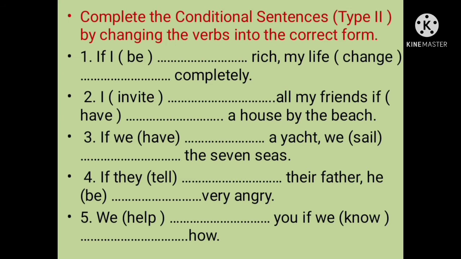Number 4: "If they dash their father, he dash very angry." Tell and be. "We dash you if we dash how." In brackets: help and know. So write the answers changing the verb forms. So it is type 2. So for the dependent clause and the main clause, what structure should they have?